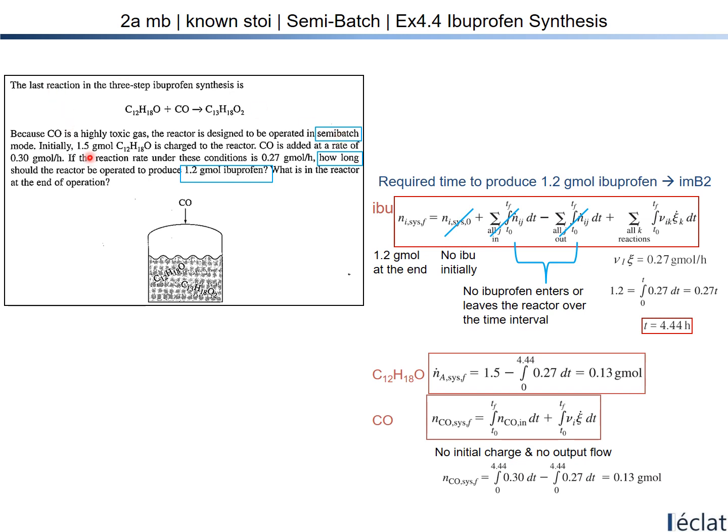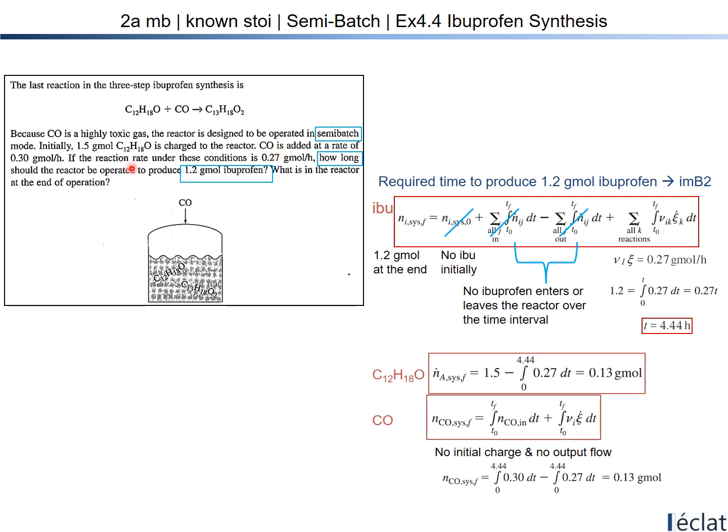Initially, 1.5 gram mole of the first reactant is charged to the reactor. Carbon monoxide is added at a rate of 0.3 gram mole per hour during the reaction. That is the reason why we call this situation semi-batch, because carbon monoxide is continuously added to the reactor during the reaction time, to keep the concentration of carbon monoxide inside of the reactor low.